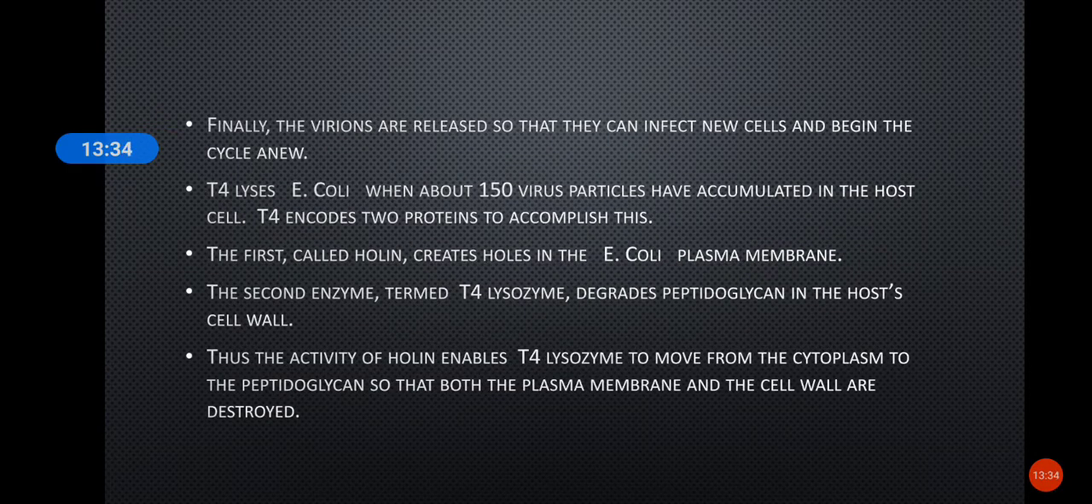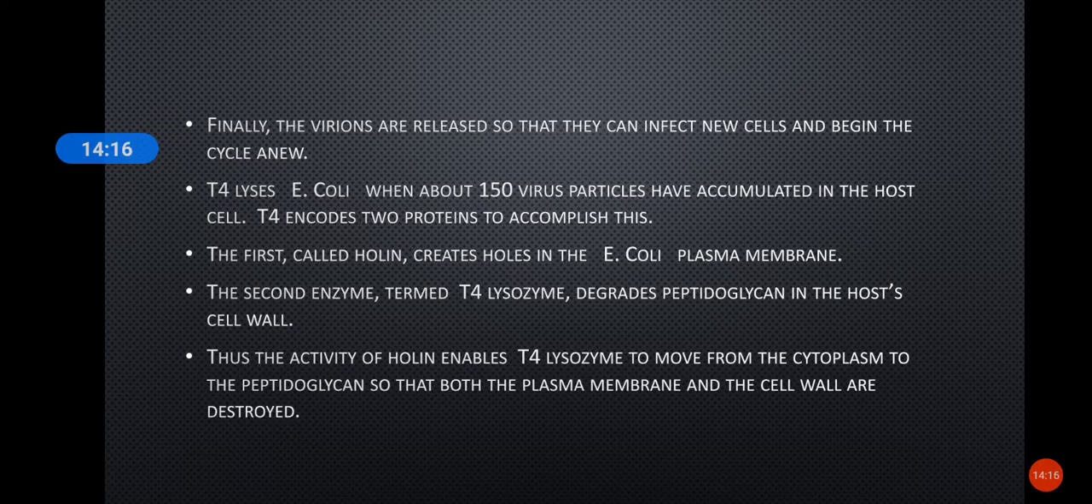After the virion is assembled, it is released by lysing the cell. This lysis is accomplished by 2 proteins. The first one is called holin, and this holin creates holes in the E. coli's plasma membrane. The second enzyme is termed the T4 lysozyme, and it will degrade the peptidoglycan in the host cell's wall. So the activity of holin will enable the T4 lysozyme to move from the cytoplasm to the peptidoglycan, so that both the plasma membrane and the cell wall are destroyed.